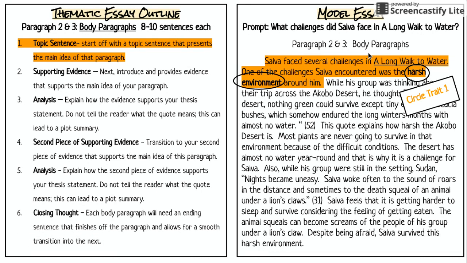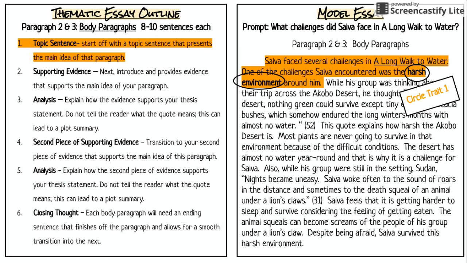Let's start off with body paragraph 2. Whenever we're starting a body paragraph, we need to start with a topic sentence. A topic sentence is going to let the reader know what the main idea of that paragraph is. So for body paragraph 1, you're focusing on your first trait. For body paragraph 2, you're focusing on your second trait.